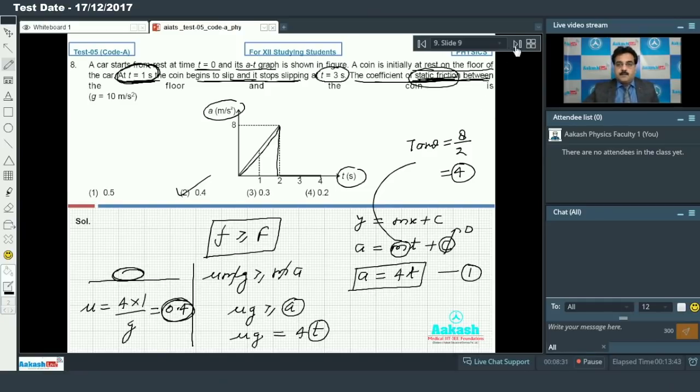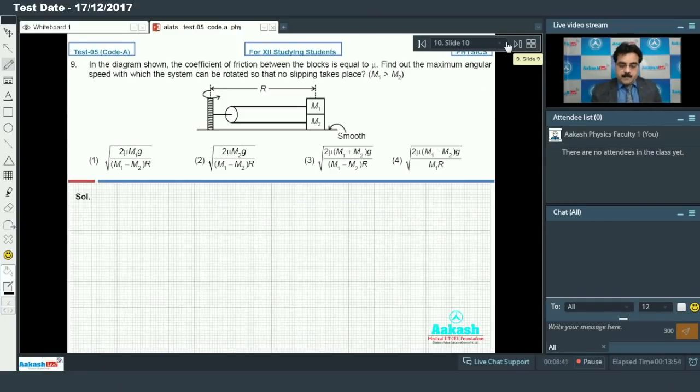So let's move on to question number 9. If I go for question number 9, in the diagram shown, the coefficient of friction between the block is equal to mu.